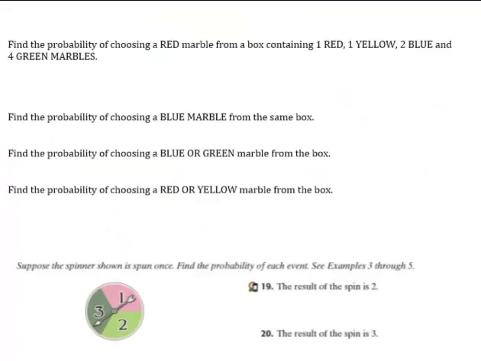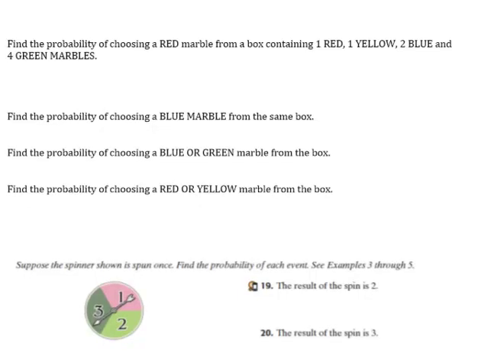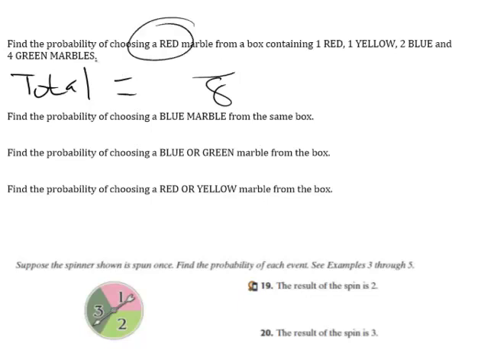Continuing with 7.4 in probability, the next problem says find the probability of choosing a red marble from a box containing 1 red, 1 yellow, 2 blue, 4 green marbles. What I'd like to do first is figure out the total number of marbles I have. So I'm going to add up my marbles: 1 red, 1 yellow, 2 blue, 4 green. I have a total of 8 marbles, okay? Now, we're looking for the probability of red. How many red marbles do we have? 1 out of 8.